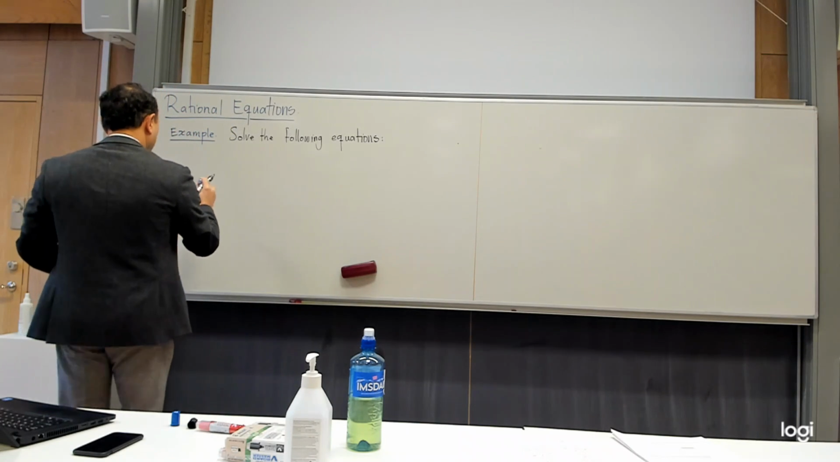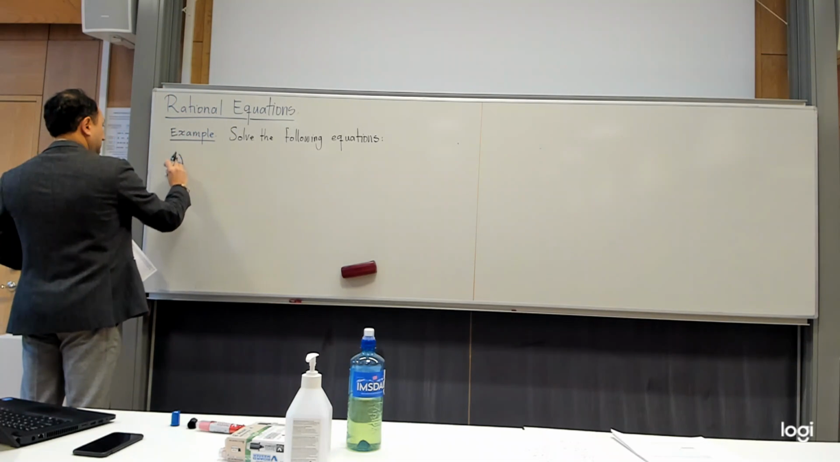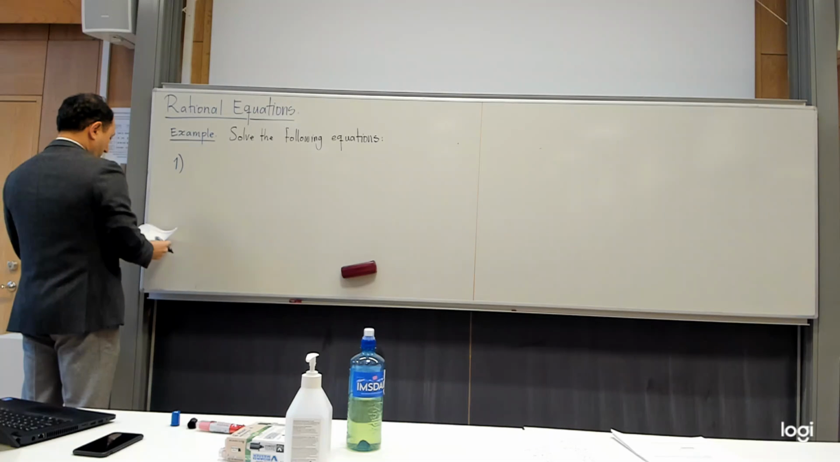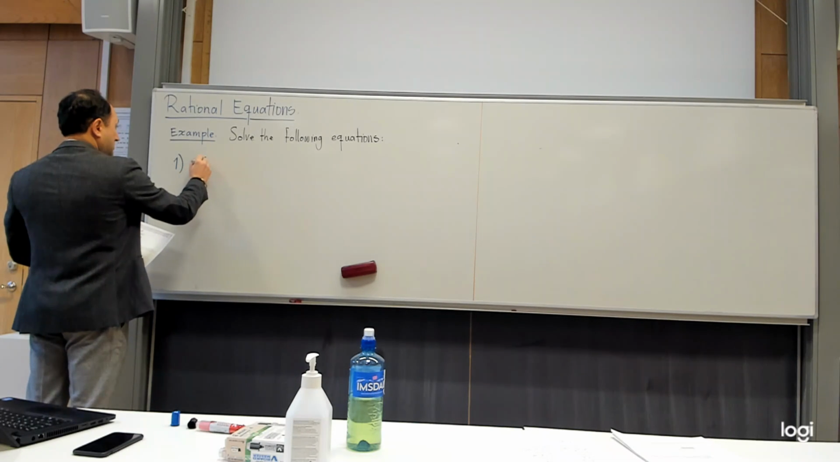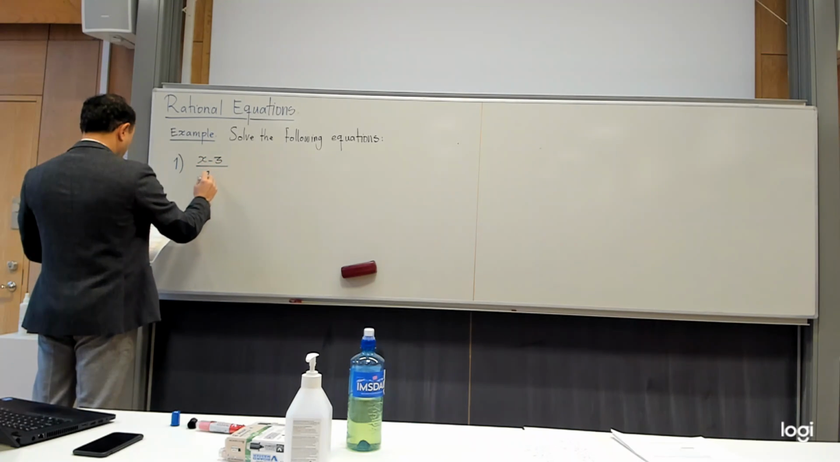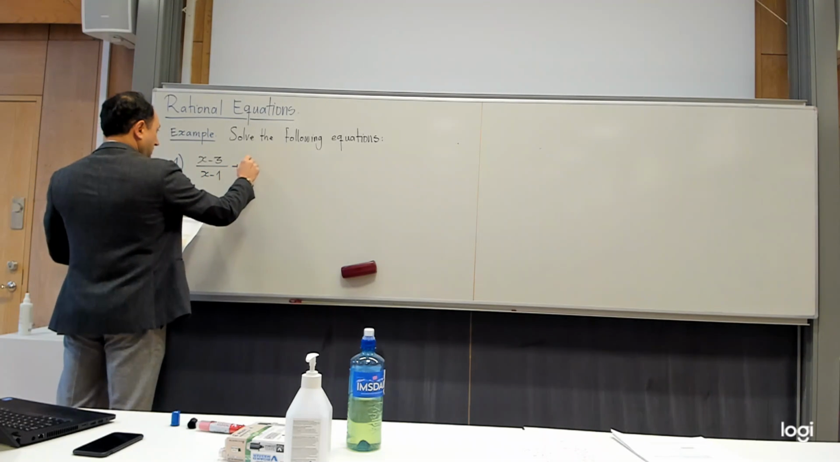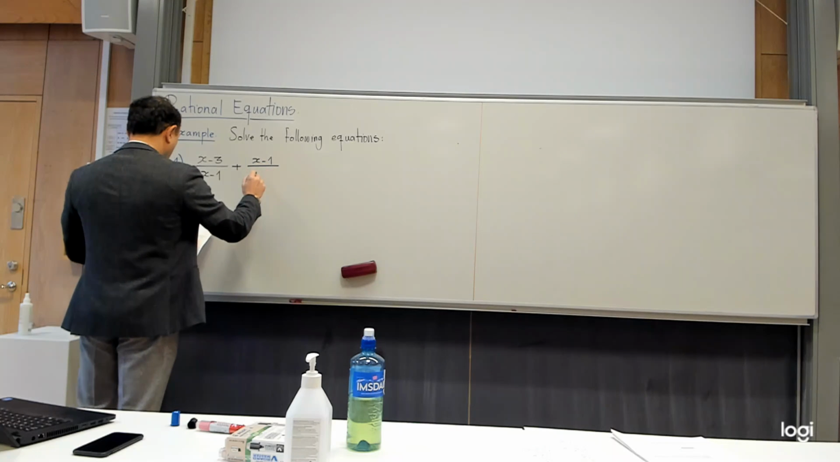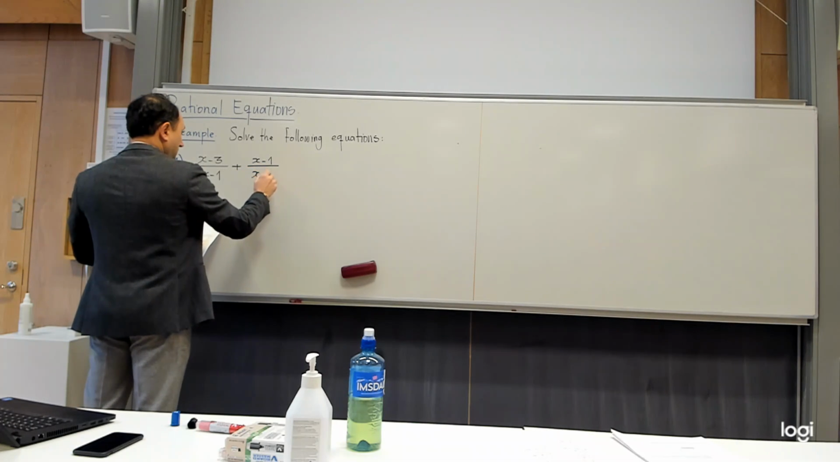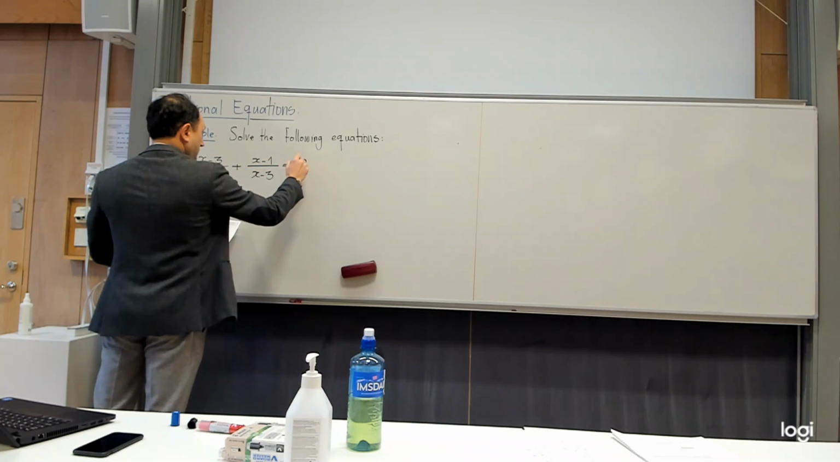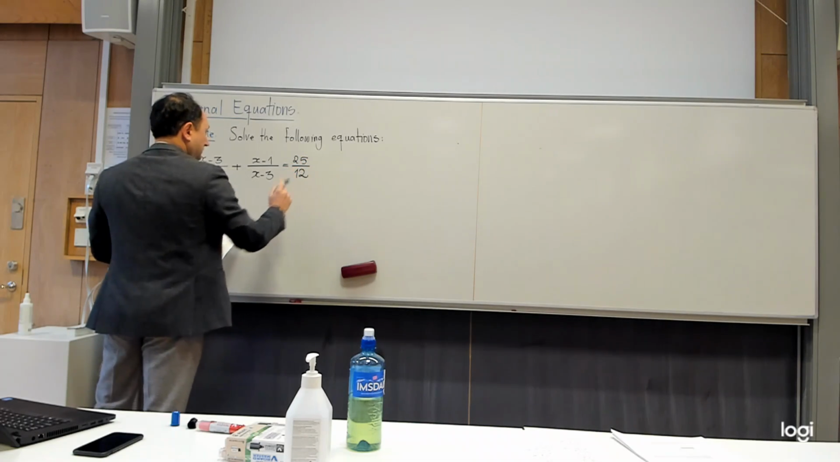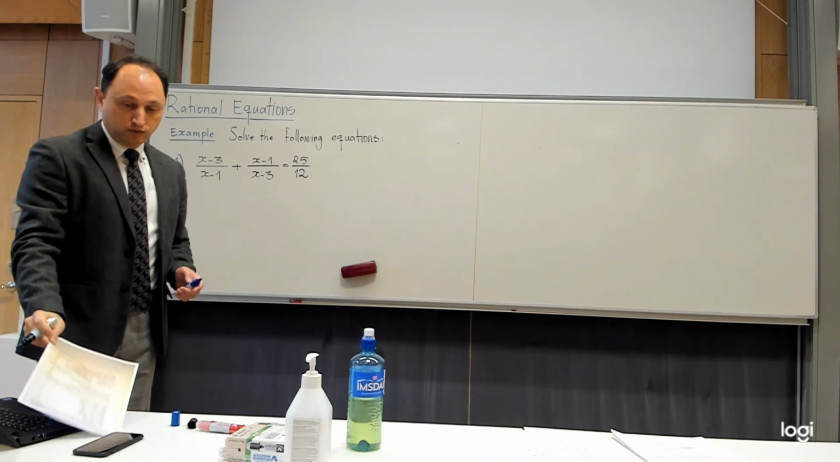So number one. x minus 3 divided by x minus 1 plus x minus 1 divided by x minus 3 is equal to 25 over 12. So this is what we want to solve.